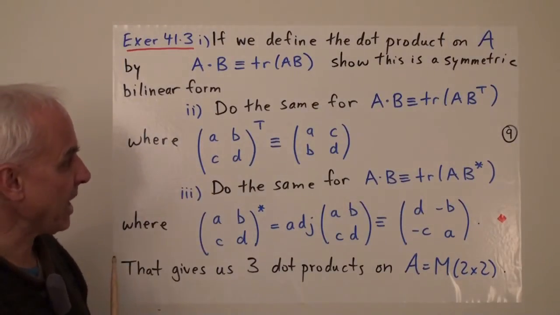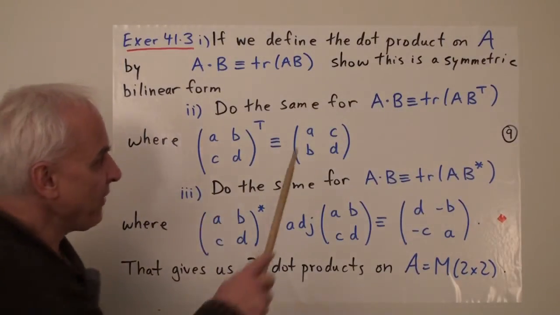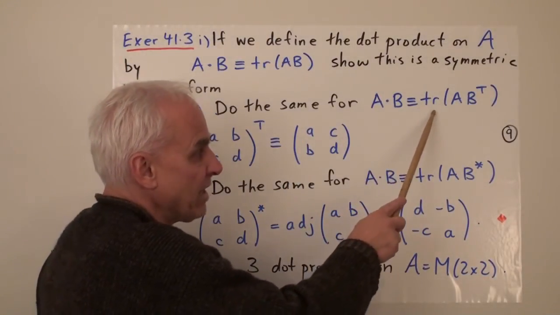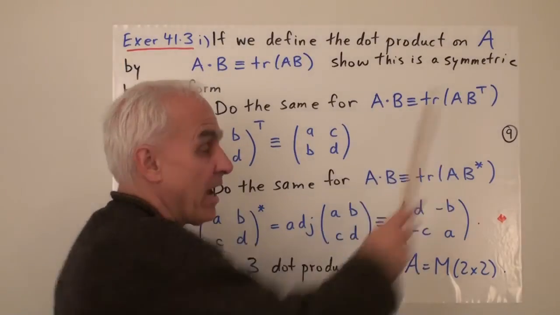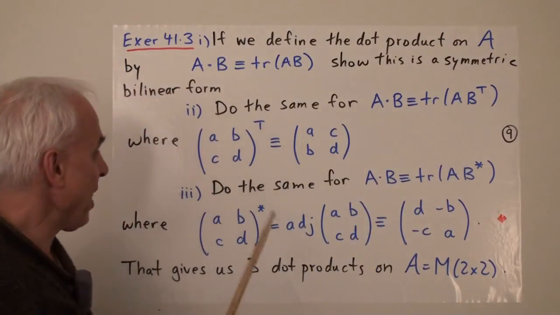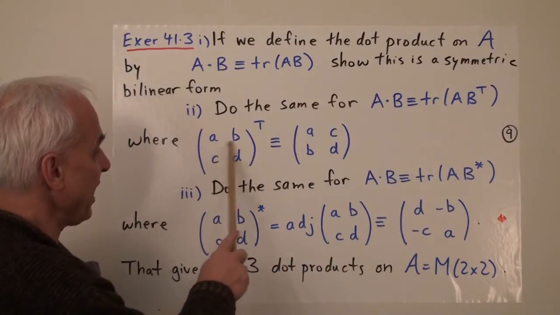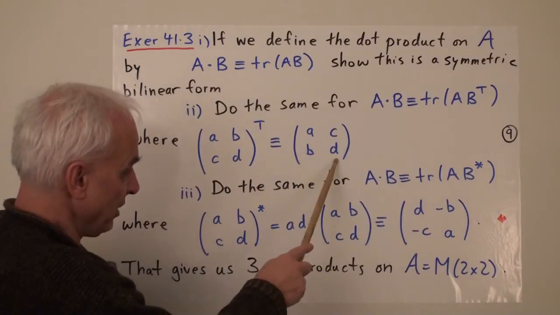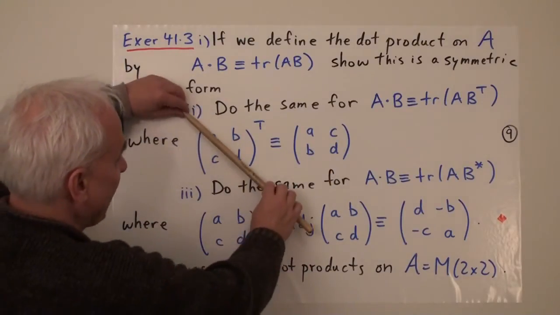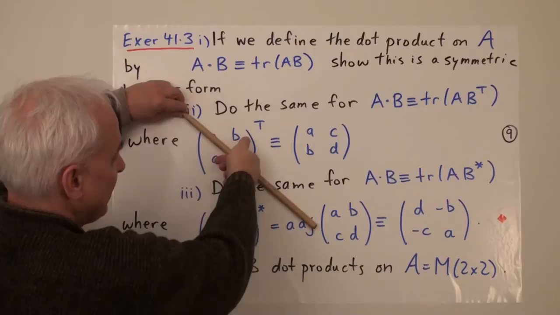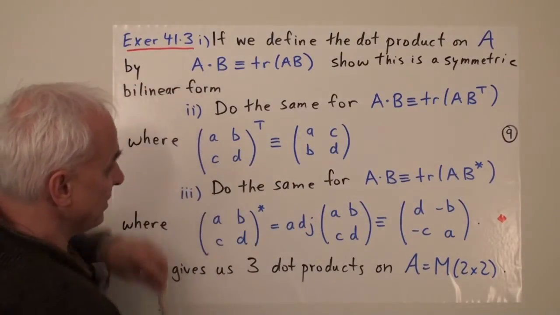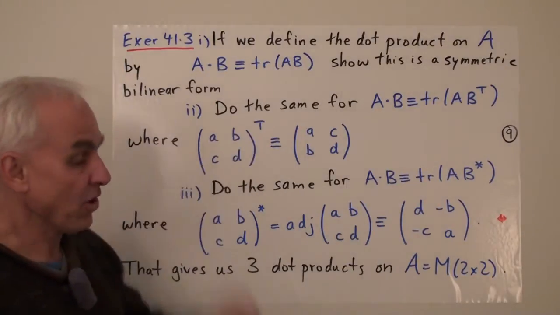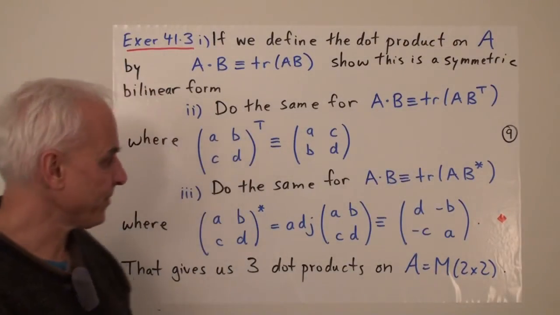And then I want you to do the same for a slight twist. If we define the dot product in this way, that A dot B is trace of A times B transpose. Got to remind you that the transpose of the matrix A, B, C, D is the matrix A, C, B, D, obtained by essentially reflecting along the diagonal. So the B and the C interchange, but the A and D stay where they are. So check that that's also a symmetric bilinear form.